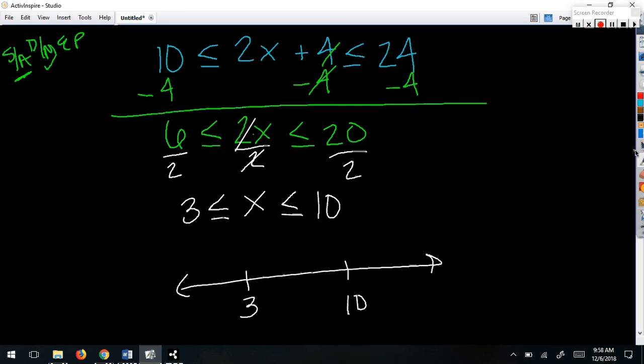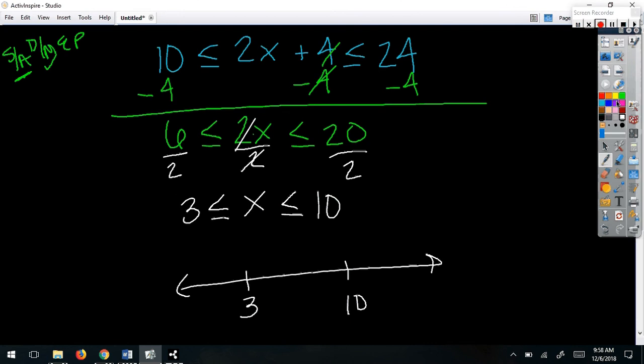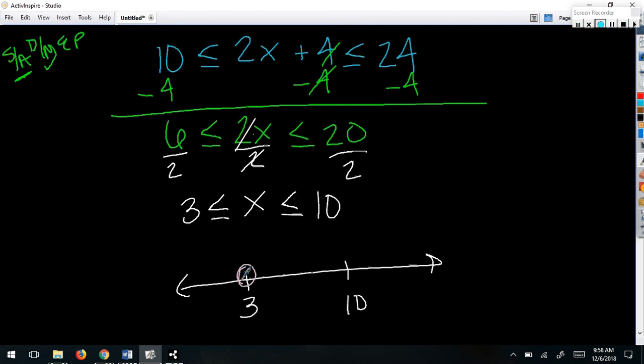Are they open or are they closed? Yeah, it's closed. They're closed because there's a line under them. And put it in the middle. Easy peasy. Only when you divide by a negative do you flip the sign.